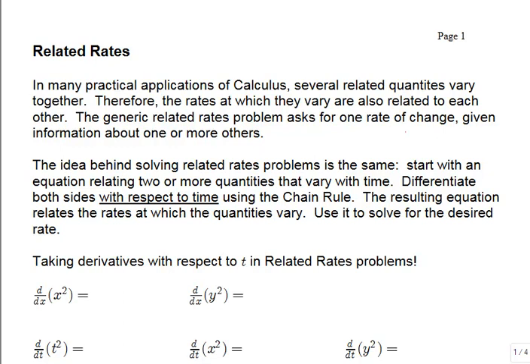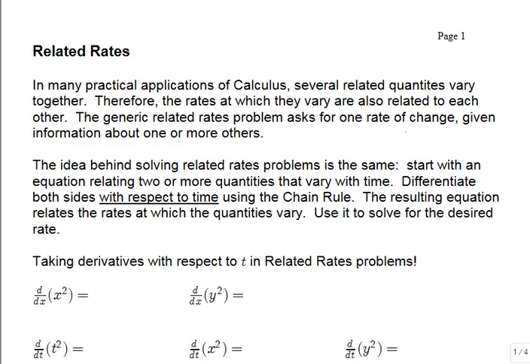Now, the idea behind solving related rates problems is the same. Start with an equation relating two or more quantities that vary with time. Differentiate both sides with respect to time using the chain rule. The resulting equation relates the rates at which the quantities vary. Use it to solve for the desired rate.